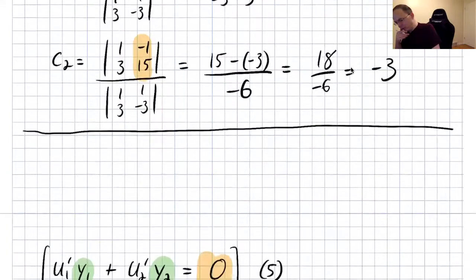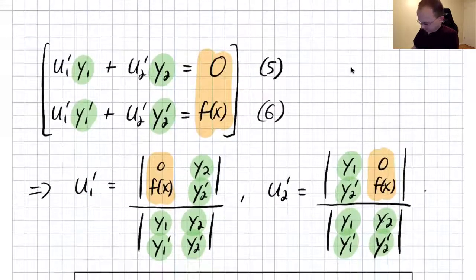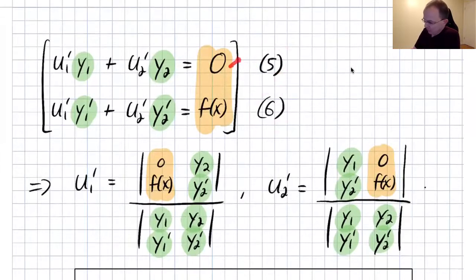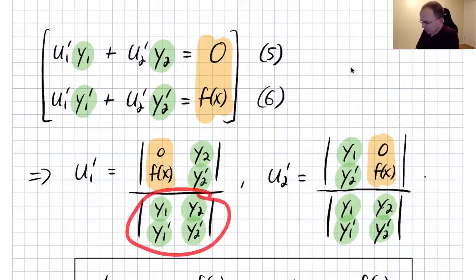So now we'll do that for these two equations that we have, 5 and 6. You may recall this formula 5, and here's the formula for 6. And we want to solve for u1 prime and u2 prime. So we just do this trick. We take the coefficient matrix here, y1, y2, y1 prime, y2 prime, and we take the determinant of that. You may recognize this as the Wronskian of y1 and y2.